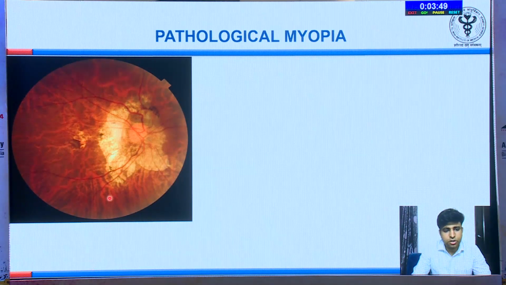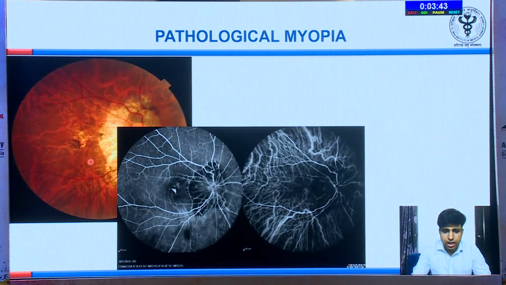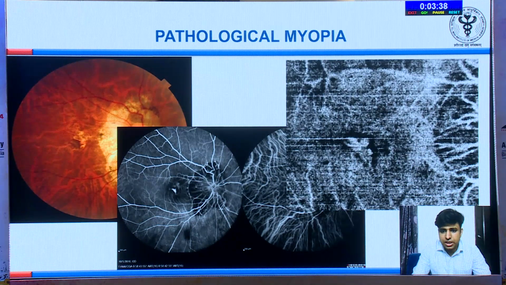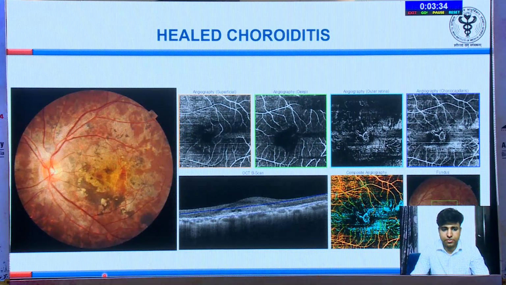This was a case of pathological myopia with extensive CR degeneration. A yellowish subfoveal lesion was visualized. On angiography, some leakage was seen corresponding to this lesion, and OCT-A scan confirmed presence of a neovascular complex. This was a patient of healed choroiditis where OCTA scan helped us in making a diagnosis of CNVM, which otherwise would have been very difficult to pick up on clinical examination.